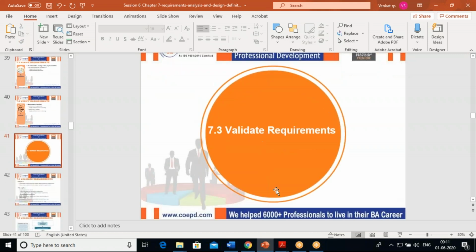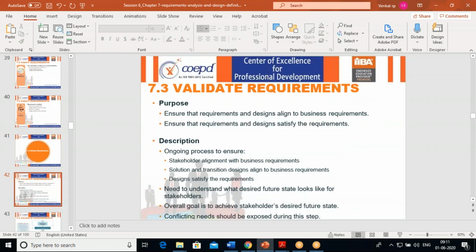Okay, and then it is validate the requirements. Validating the requirements means we should ensure that the requirements and design are aligned to the business requirements, to the main requirements, and that they satisfy the need, what the stakeholders actually give us. Here, validating is an ongoing process. We have to see stakeholder alignment with the business requirements, that solution and transition designs align to the business requirements, and that the designs satisfy the requirements.